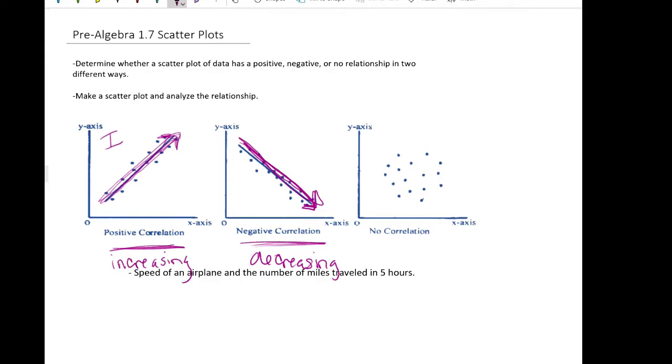But then sometimes we study information and there appears to be no line at all. It doesn't seem to be going up and it doesn't seem to be going down. I can't draw a line and connect the dots. So that, in this case, would indicate no relationship.